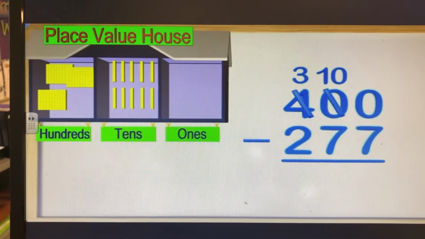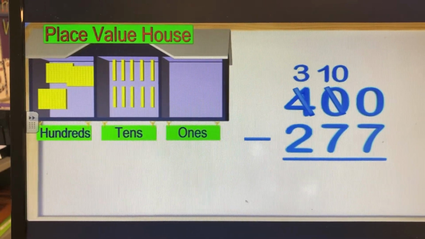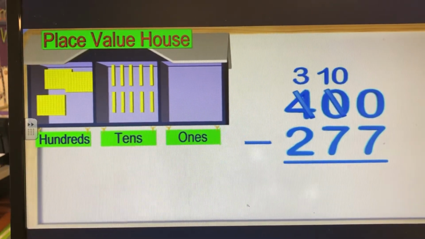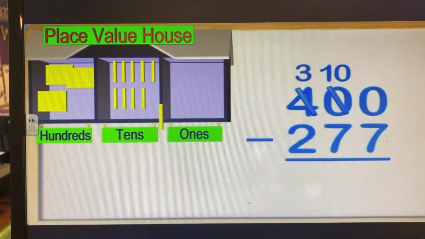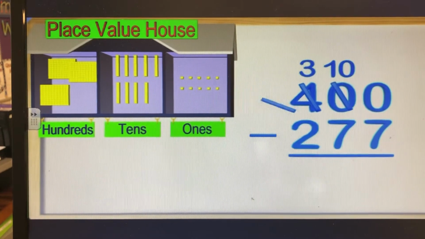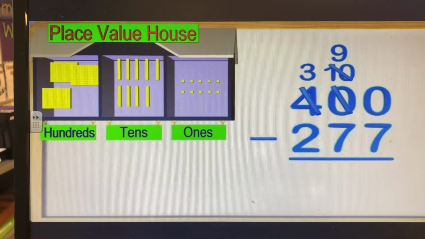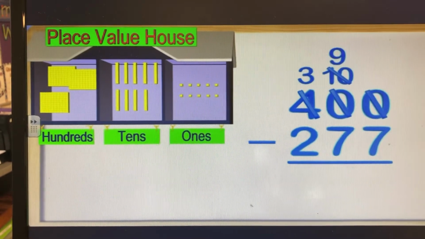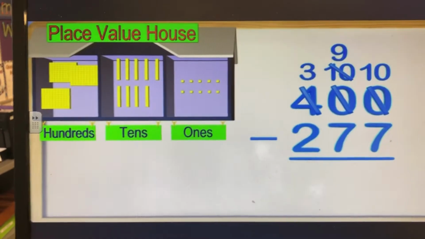We still need to borrow to be able to subtract in the ones place. But now that the tens place has a 10 in it, we can borrow from that. So we take one of the tens and bring it to the ones place, and that leaves 9 tens in the tens place. Awesome job! We took one of the tens from the tens place and now have 10 ones to subtract with.